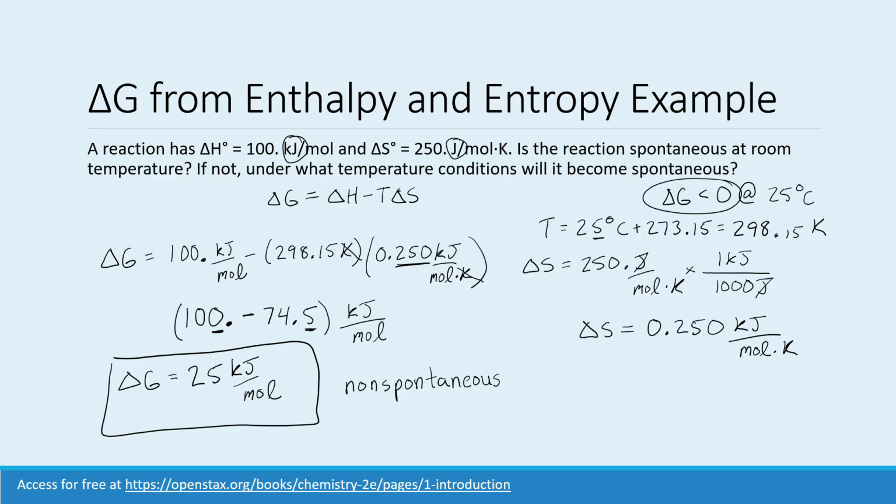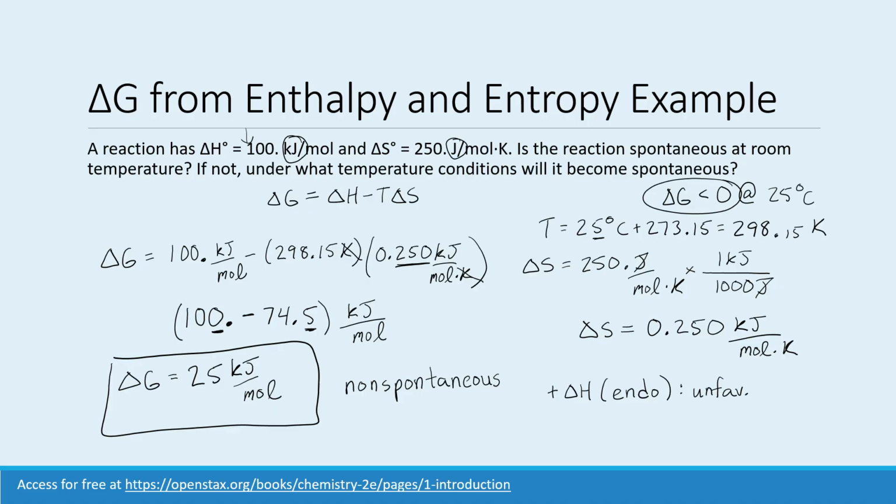Okay, and if they are asking about what temperature conditions it will become spontaneous, let's stop here for a second and just look at our delta H and delta S values to see which of the two is favorable. And then we'll answer this question. So when we look at the delta H value, notice how it's a positive value. Okay, and if we have a positive delta H, remember that that is an endothermic reaction. Okay, and so that is going to be unfavorable. That's not going to help make this reaction spontaneous.